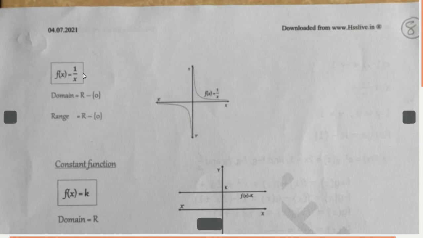Reciprocal function. This type of graph is called what? Reciprocal function. Graph of the reciprocal function. Constant function f of x equal to k. If k is negative, you can draw this line below the x-axis. Here f of x equal to k, with positive k, you draw k above the x-axis. So f of x equal to k.